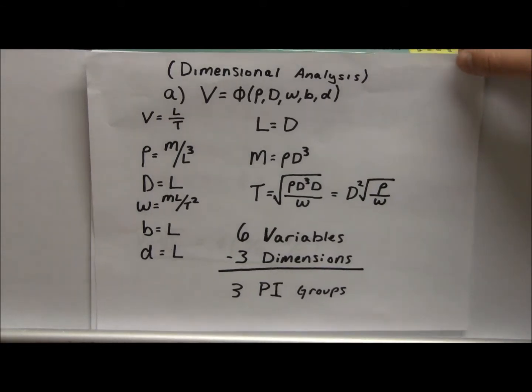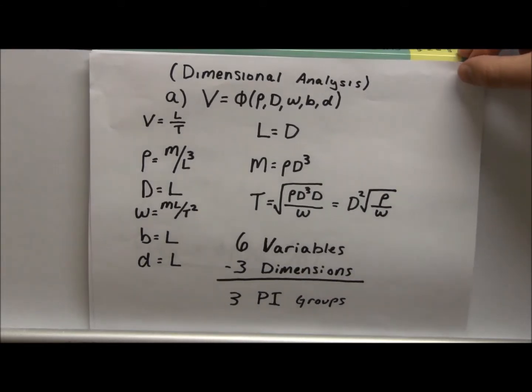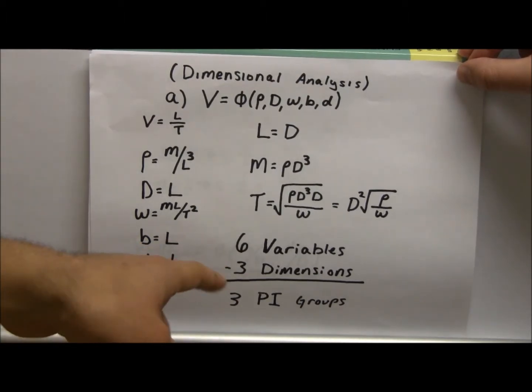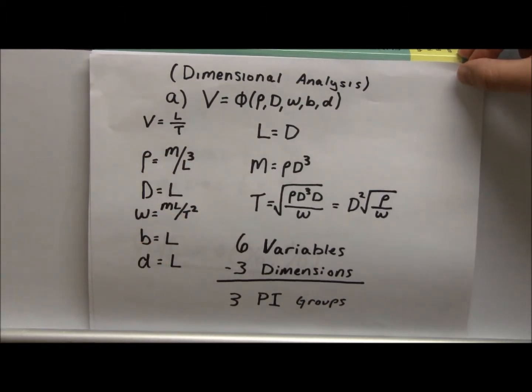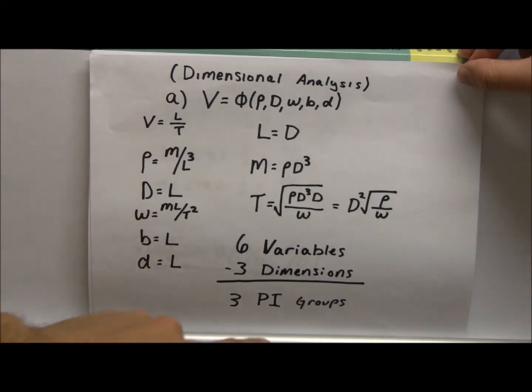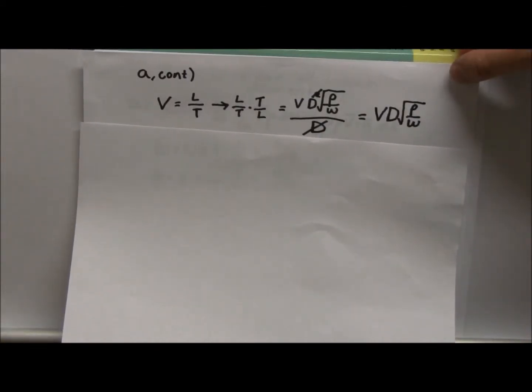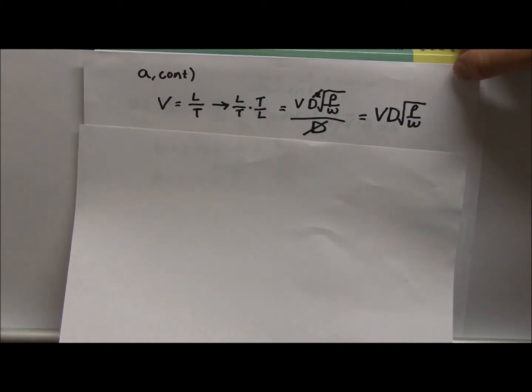Okay, to determine the number of pi groups, if you count your list, this is actually 6 variables, and since 3 dimensions are required to describe all of these variables, which is mass, length, and time, you do 6 minus 3, and that's 3 pi groups. Now, since we originally had 6 variables, the only variables left that need to be non-dimensionalized are the velocity, the width of the block, and the distance of the center line of the pipe to the ground.